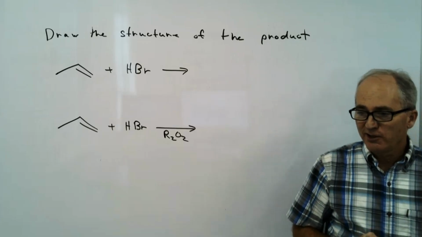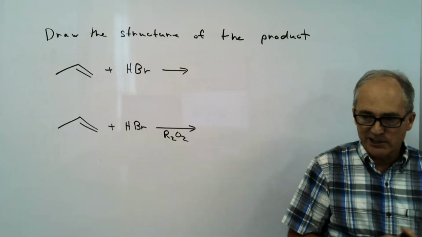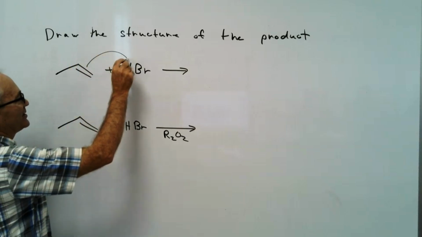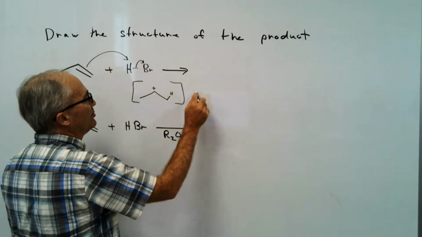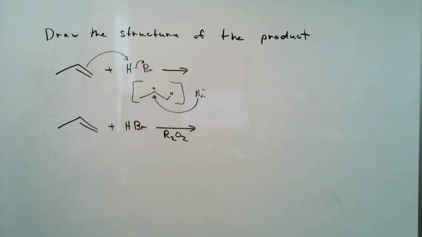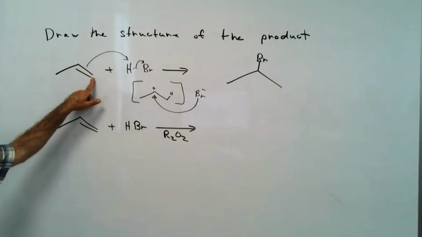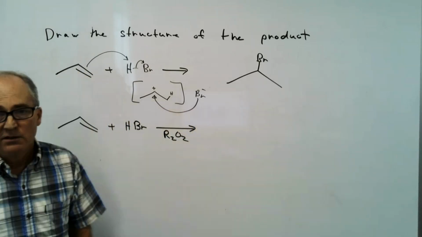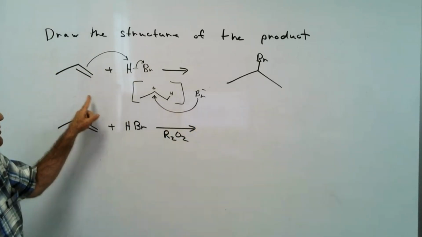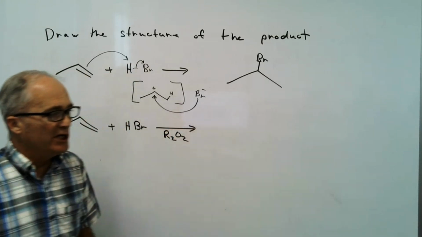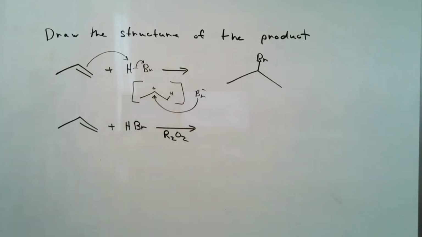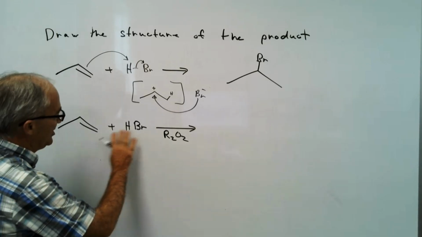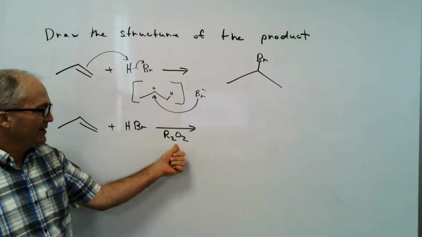So let's draw the product to these two reactions. Let me just try and make a little mechanism out of this. And then, of course, bromide. There's almost the complete mechanism. And here we had a CH2, and here we have a CH3. So the rich got richer. Here's your Markovnikov regioselectivity.